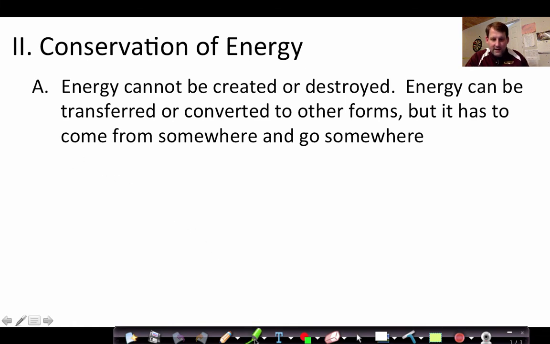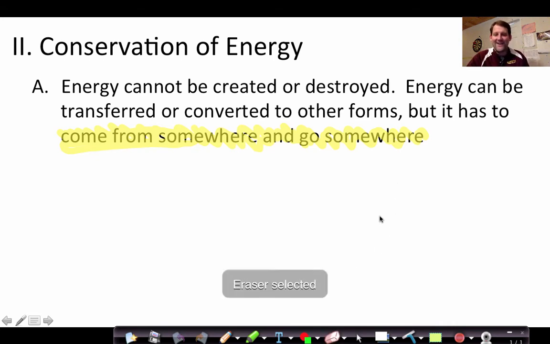I'm going to see if I can highlight that. I've not done this before, so maybe I'll be good at it, maybe I won't. So it has to come from somewhere and go somewhere. That is a really key idea. It doesn't look good at all. I apologize. Let me erase that.